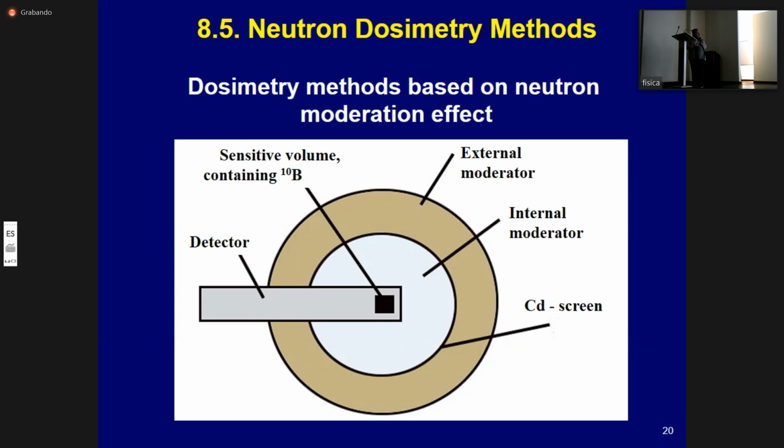The one-sphere configuration can measure the intermediate and fast neutron flux density. And then with the additional sphere, we measure directly the dose equivalent rate. And then we can make a comparison between these approaches.